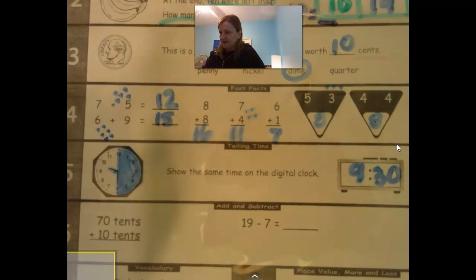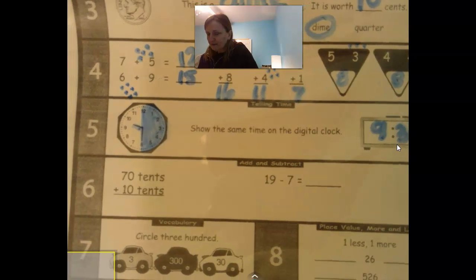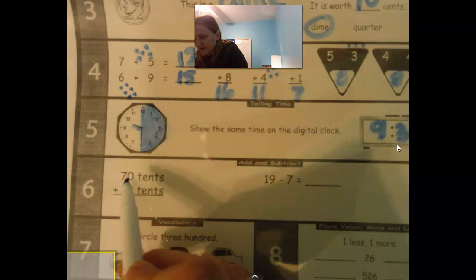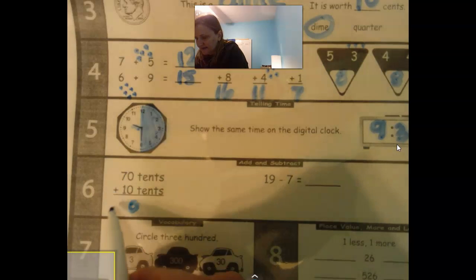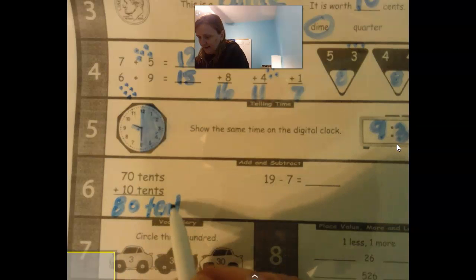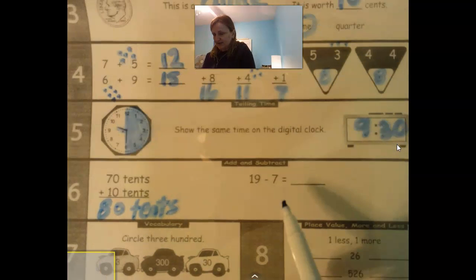Good. Let's move on to add and subtract. We have 70 tenths plus 10 tenths. Well, this one's going to be easy. 0 plus 0 is 0. 7 plus 1 is 8. The answer is 80, and you need to label it. If they have it labeled, you label it. 80 tenths.